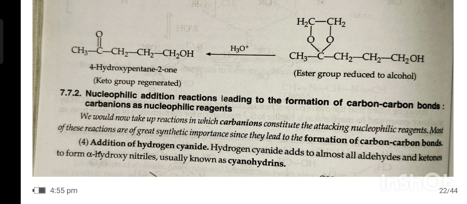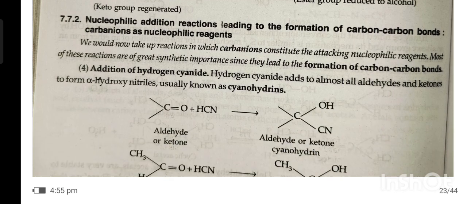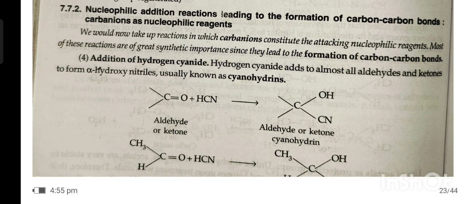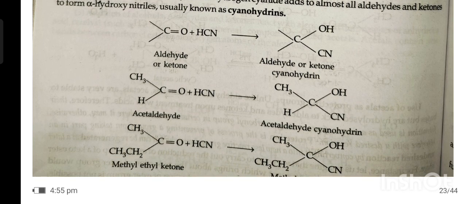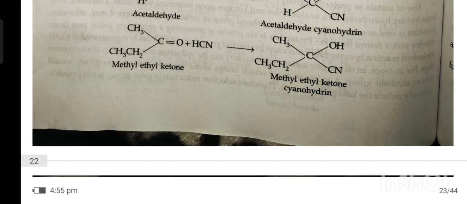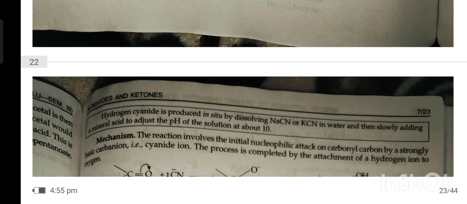Fourth, addition of hydrogen cyanide. Hydrogen cyanide adds to almost all aldehydes and ketones to form alpha-hydroxynitrile, usually known as cyanohydrin. Acetaldehyde plus HCN gives acetaldehyde cyanohydrin. Hydrogen cyanide is produced in situ by dissolving NaCN or KCN in water and then slowly adding a mineral acid to adjust the pH of the solution to about 10.